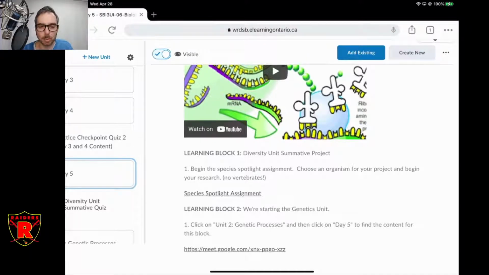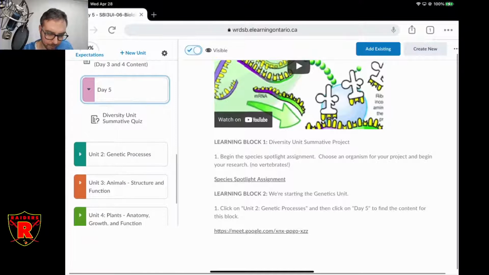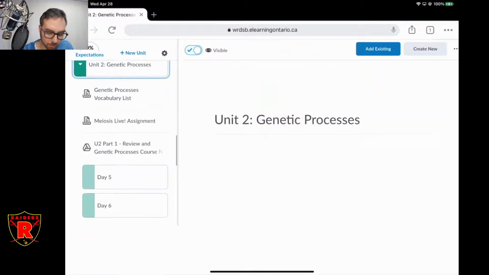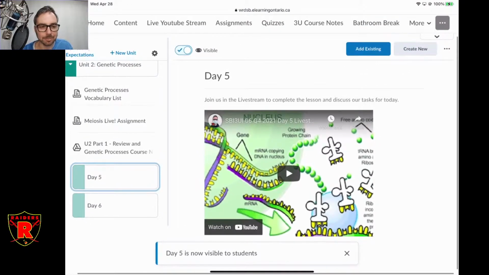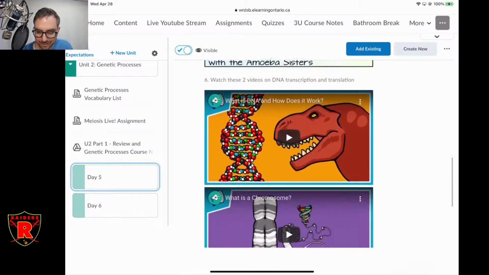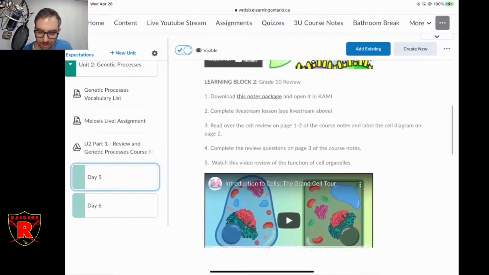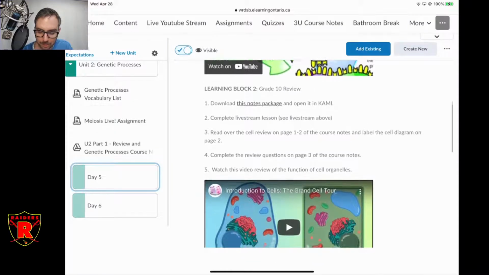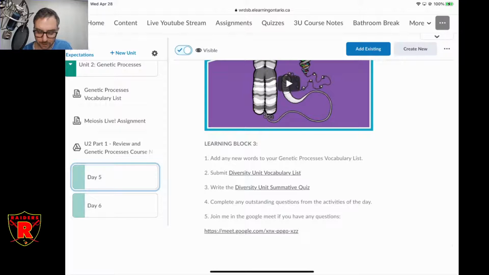Maybe you need to add a couple more things to it, but that is what you're working on during Learning Block 1. When we come back for Learning Block 2, we are going to get right into the second unit, which is genetics. And wow, it gets heavy real fast. We're going to talk about DNA transcription and translation, and we're going to do a little note together. We're going to talk about cell organelles, do a little review of the organelles of the cell.